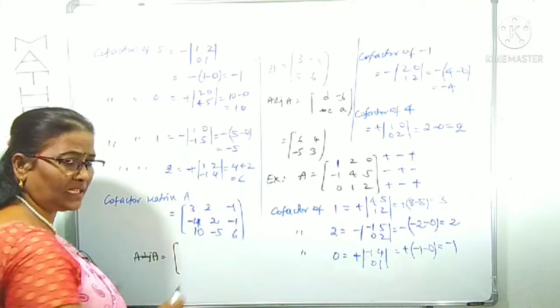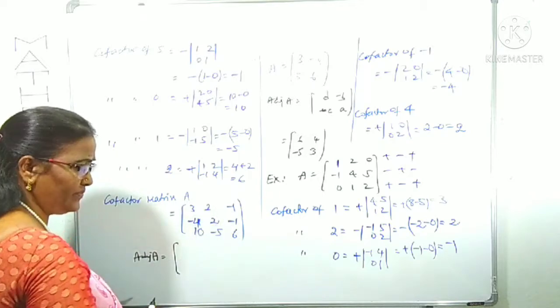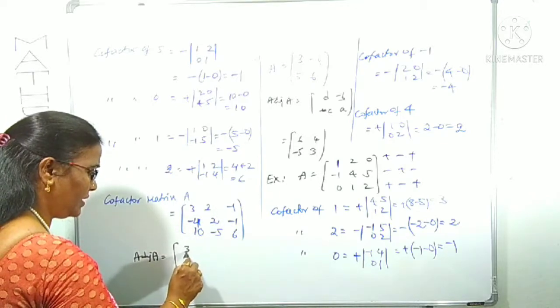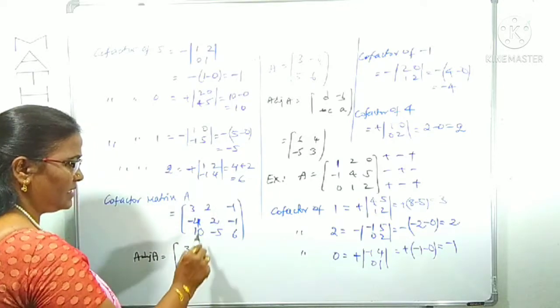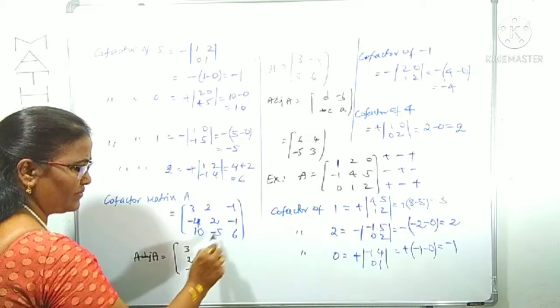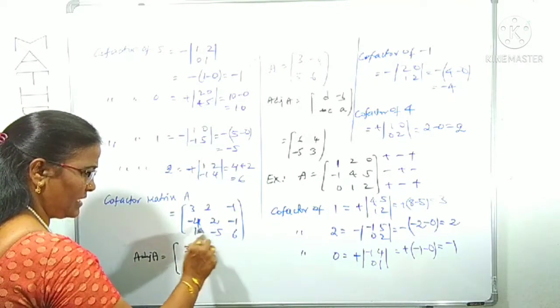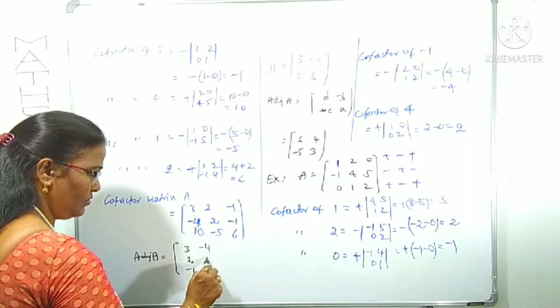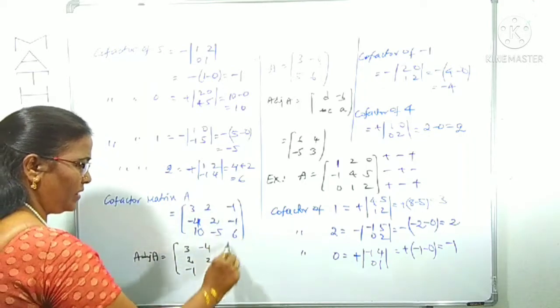Write rows as columns. Suppose 3, 2, -1 is the first row. We can take it as the first column: 3, 2, -1. Similarly, -4, 2, -1 is the second row, and we can take it as the second column. Right. -4, 2, -1.